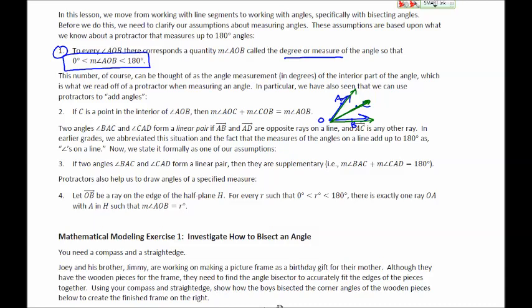The next idea is about a linear pair. A linear pair are two angles that make a straight line. So this is an example of a linear pair.